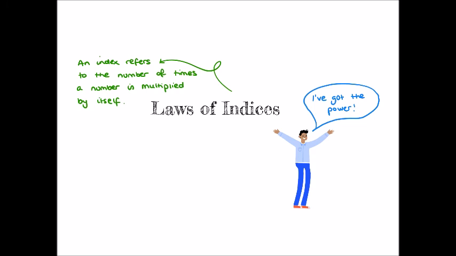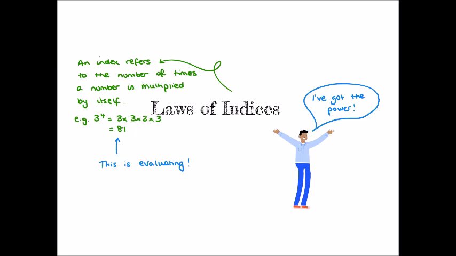In this video, we're going to establish some of the key laws of indices. And we begin by reminding ourselves what we actually mean by an index, or plural, indices. An index or a power refers to the number of times a number is multiplied by itself. Take, for instance, 3 to the power of 4, or 3 to the fourth power. It's 3 times 3 times 3 times 3, which is equal to 81. Now, what we've just done is evaluate 3 to the 4th power.